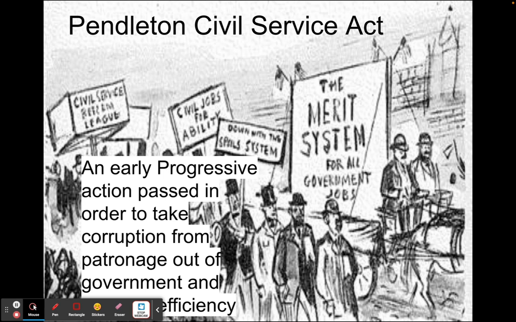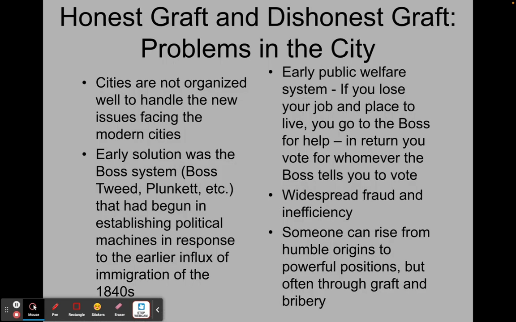It says, this person is qualified. You're not getting the job because of the person that you know or you're related to. You get the job because you've shown through this exam that you're able to do it. It's on the merit system, right? You get a good score, you'll get a good job.